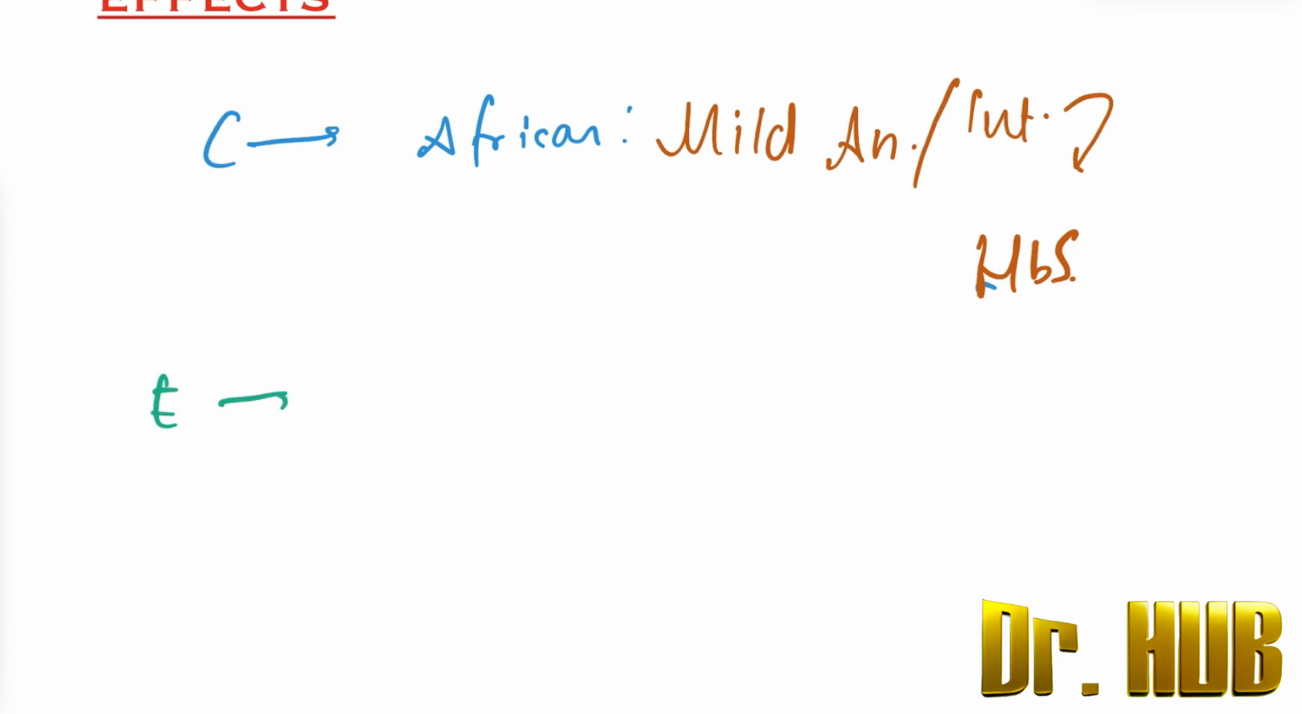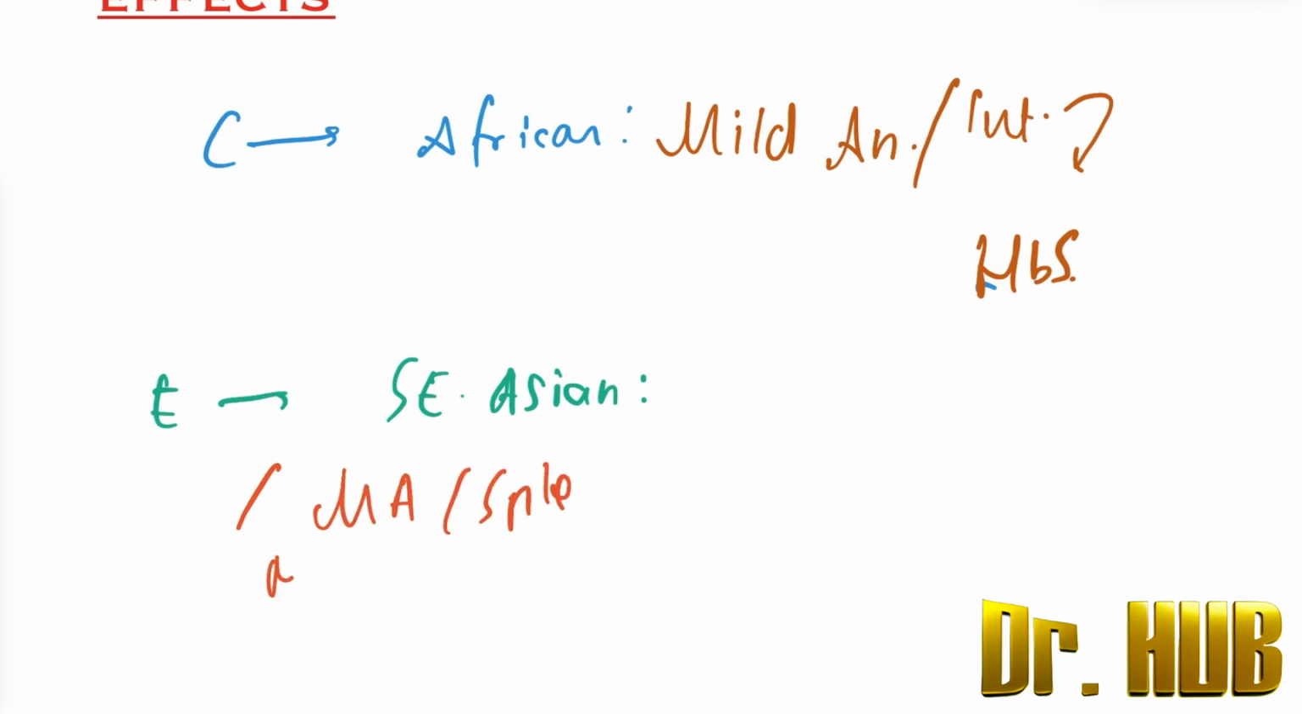Next we move on to the variety designated E. The variety designated E includes the Southeast Asian population, and the main clinical effects are microcytic anemia, which we are writing as MA, then the splenomegaly. So microcytic anemia, then the splenomegaly, all in the Southeast Asian. Then comes the thalassemia phenotype.